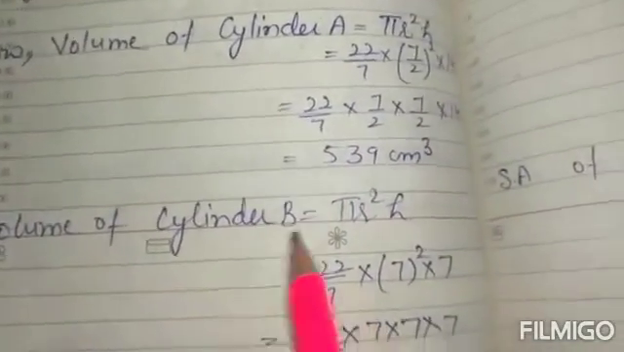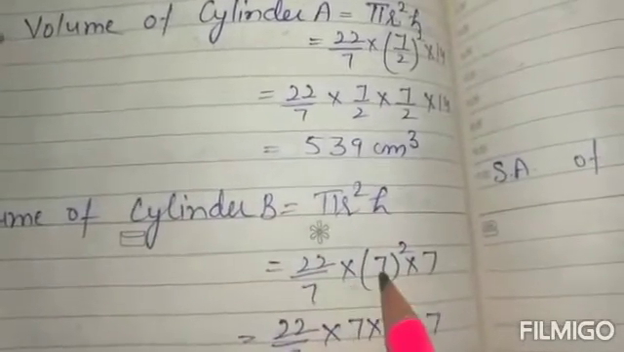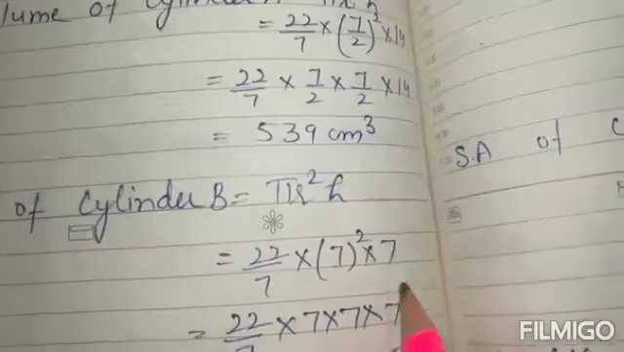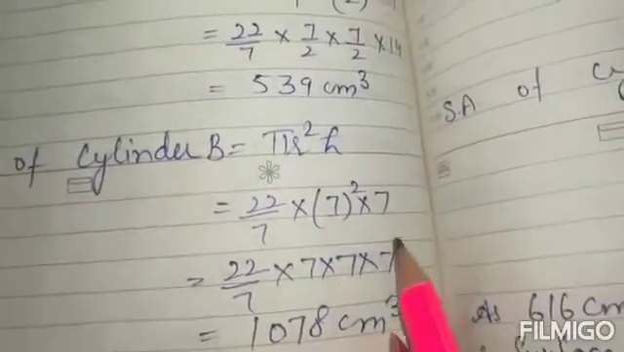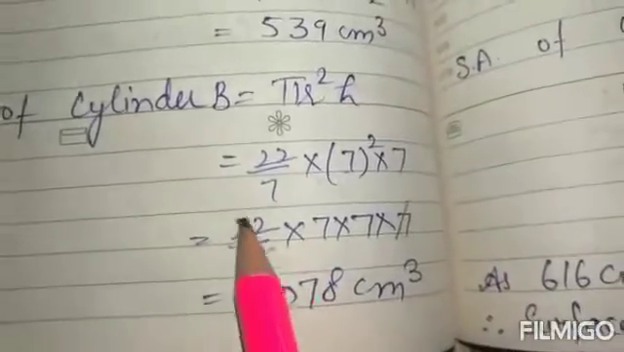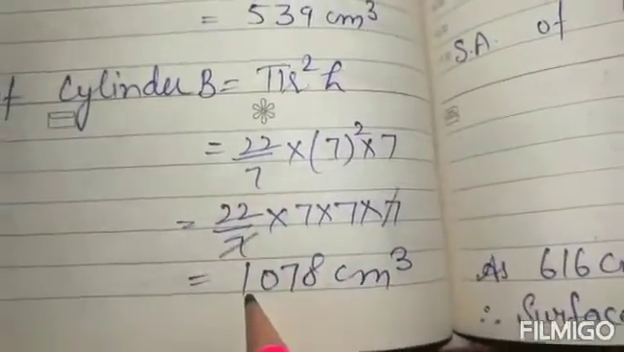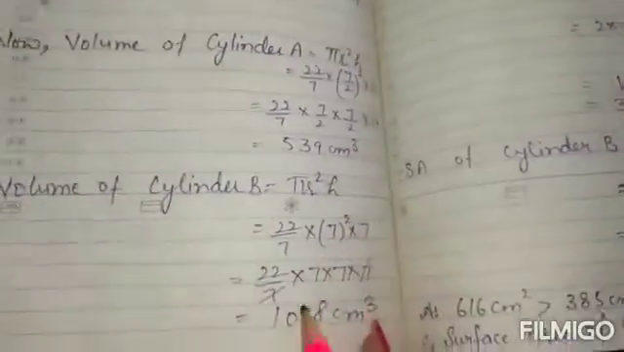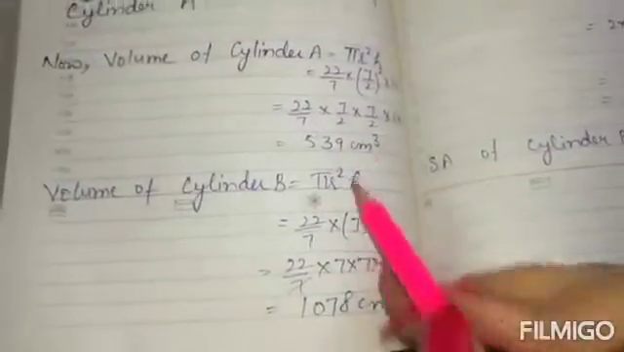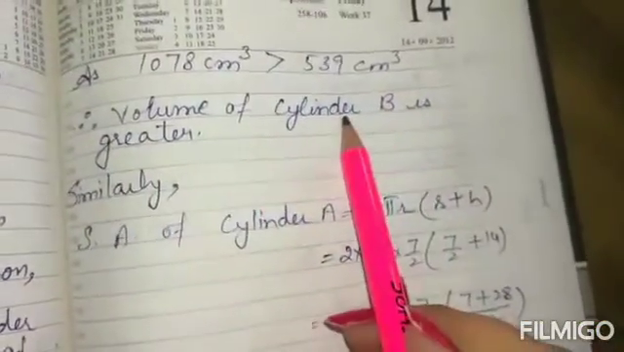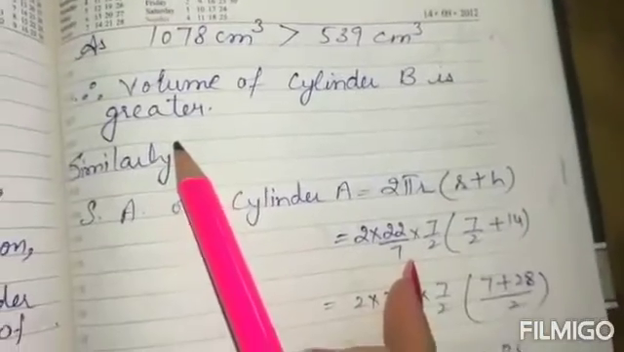And the volume of cylinder B, pi r square h, 22 by 7 into, what is its radius given? 7 square and height is also 7. Then when you solve, this will cancel with this 7. 22 into 7 becomes 1078 centimeter cube. Now, as 1078 centimeter cube is greater than 539 centimeter cube, therefore volume of cylinder B is greater.